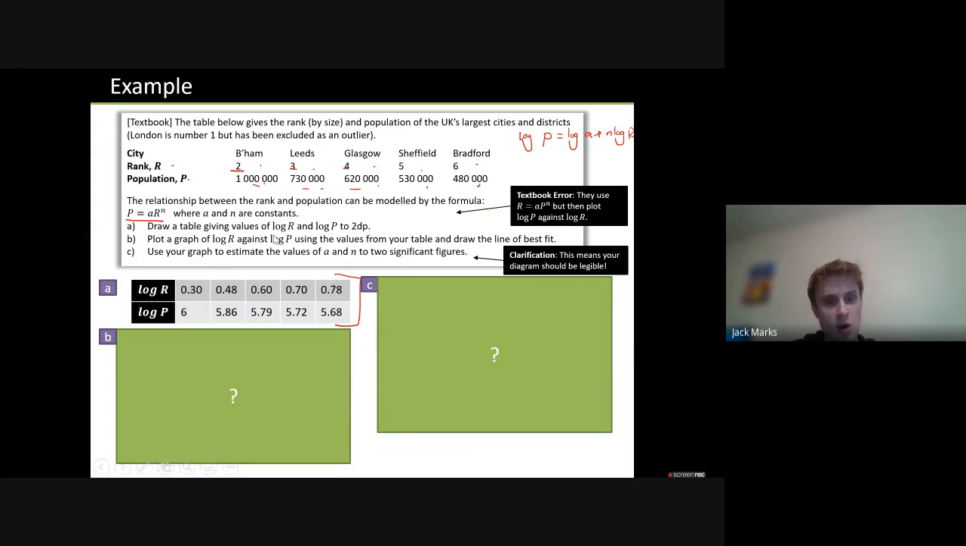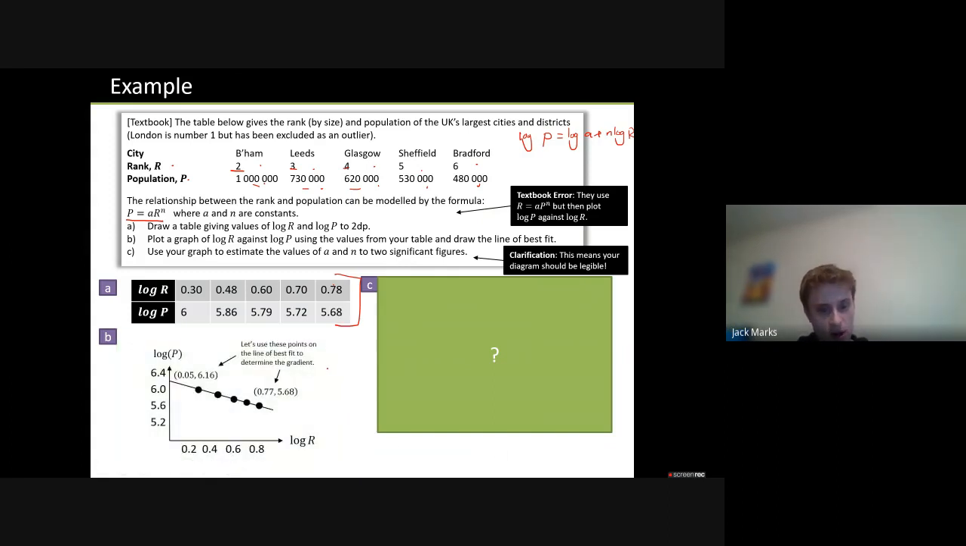Plot a graph of log R against log P using the values and drawing a line of best fit. So you might remember that in our polynomial growth graph, we had log X at the bottom, which is R in this case, and log P at the side, which is like the Y. So we could sketch this log R against log P, and it won't be perfect, but you'd get a fairly straight line from this. Okay. What does this have to do with this? Well, you'll see in just a moment.